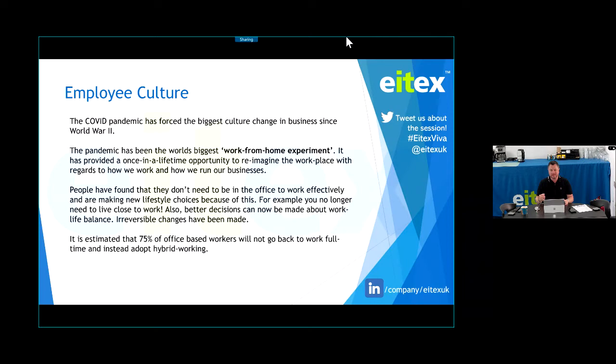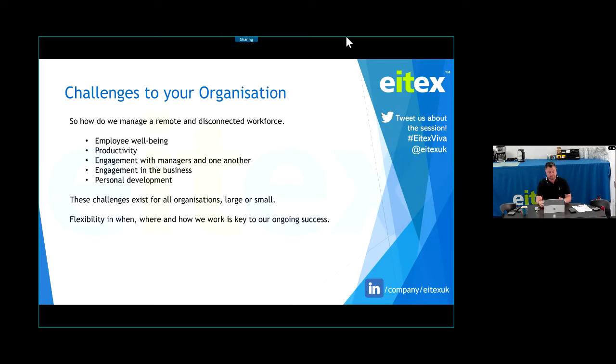This figure is from Microsoft: Microsoft estimate that 75% of office-based workers will not go back to work full time. Instead, they will adopt a hybrid working approach. And this is fantastic. It allows fluidity in where people work. It allows that freedom, but it does present your organization with challenges. So how do we manage a remote and a disconnected workforce?